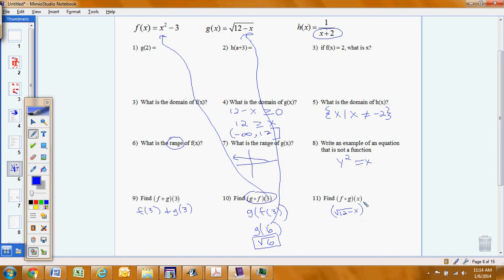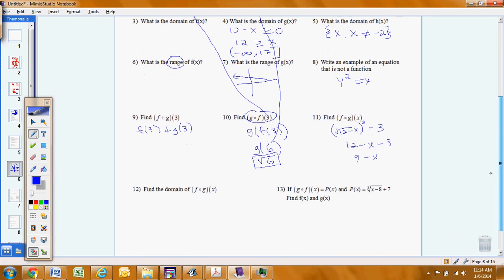So remember the x. I'll write it down here: square root of 12 minus x, squared, and then minus 3. Well, that would just be 12 minus x minus 3, which is 9 minus x. And that's f of g of x. So those are composite functions. If you need more help on those, you can go do those.